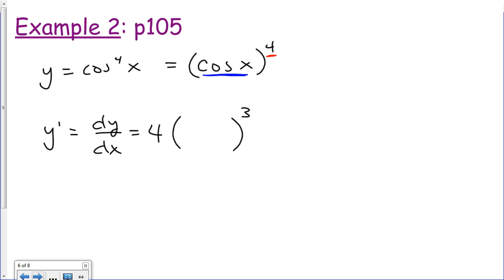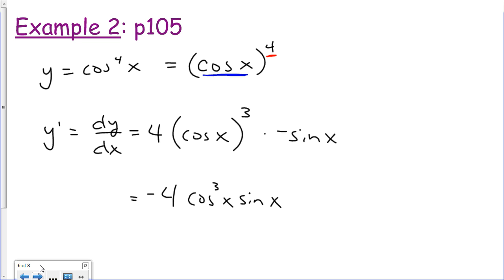The second step is to substitute in or evaluate that at the inside function. So the cosine goes inside those parentheses. And the third step of chain rule now is to multiply by the derivative of the inside. Now the inside function here is cosine. The derivative of cosine, remember, is a negative sine. And again, we'd rewrite this just slightly and write it as a negative 4 cosine cubed x sine of x. And there is our derivative.